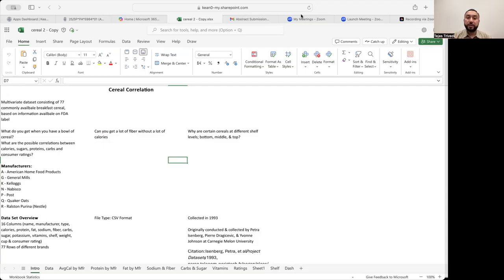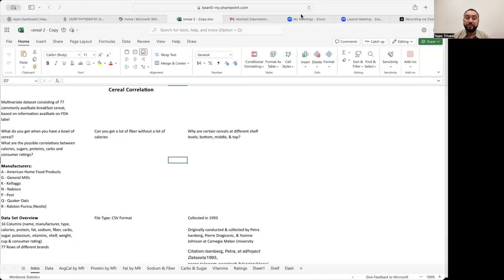Some of the familiar manufacturers that we're going to explore have acronyms: A for American Home Food Products, G for General Mills, K for Kellogg's, N for Nabisco, P for Post, Q for Quaker Oats, and R for Ralston Purina, which is now known as Nestle.